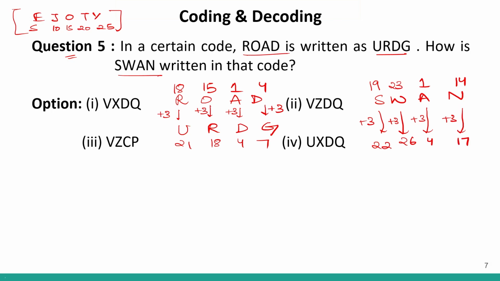At 22 position, which alphabet do we have in forward rank? V. At 26, we have Z. At 4, we have D. And at 17, we have Q. So my code will be VZDQ. And this is given in option number 2. So option number 2 will be the correct answer to this question. Okay.